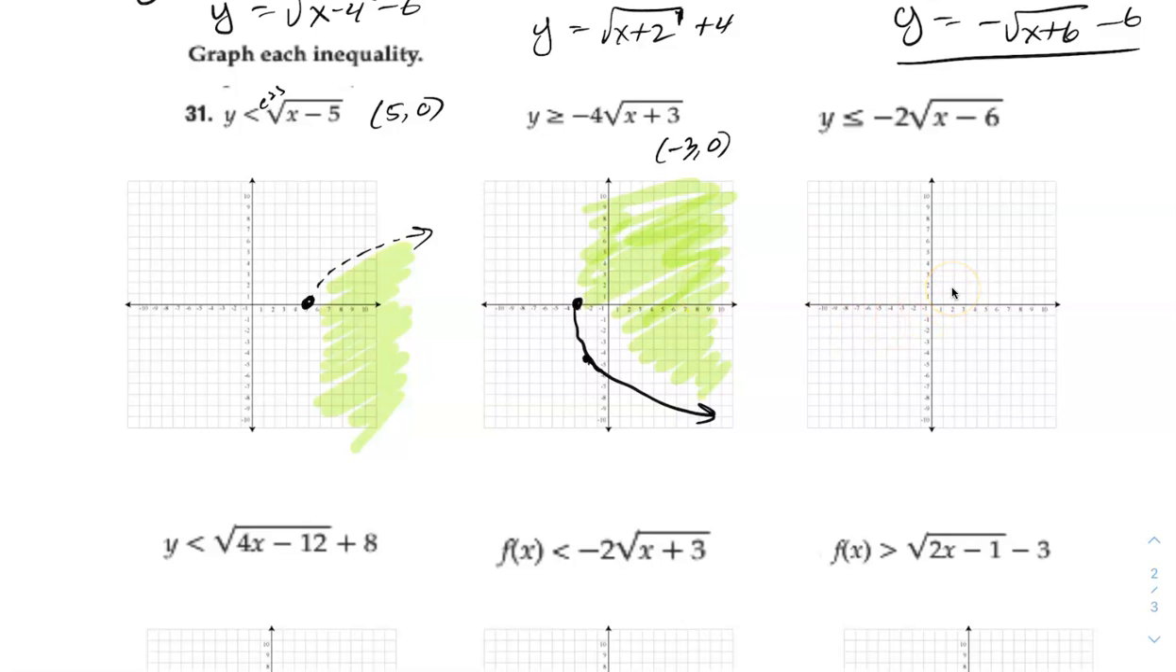Next one, similar idea. Inside opposite, outside follow. So we're starting at 6, 0. And again, we're going to go upside down. Negative on the outside. So it's like a slope of -2. So we're going to go down 2 over 1. And again, solid. And we're shading less than this time. So below this guy. So we're kind of like this. Kind of like that.